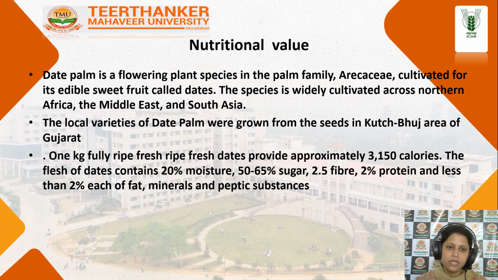About 1 kg of fully ripe, fresh dates provides approximately 3150 calories. The flesh of dates contains 20% moisture, 50 to 65% sugar, 2.5% fiber, 2% protein and less than 2% each of fat, minerals and pectic substances.